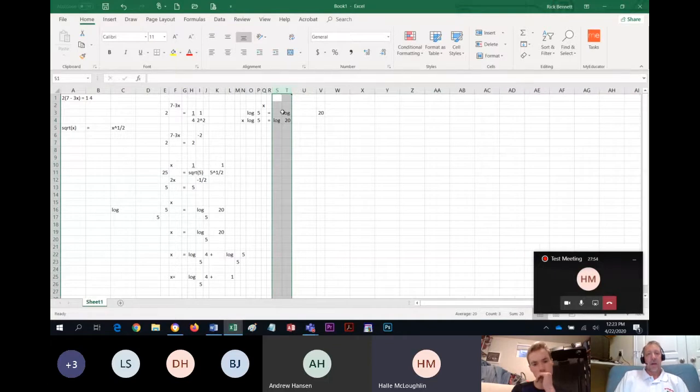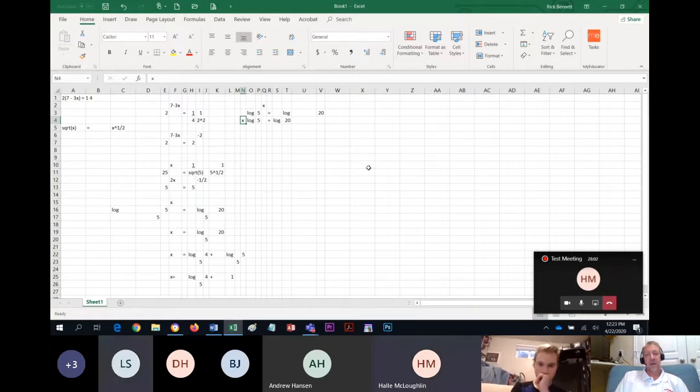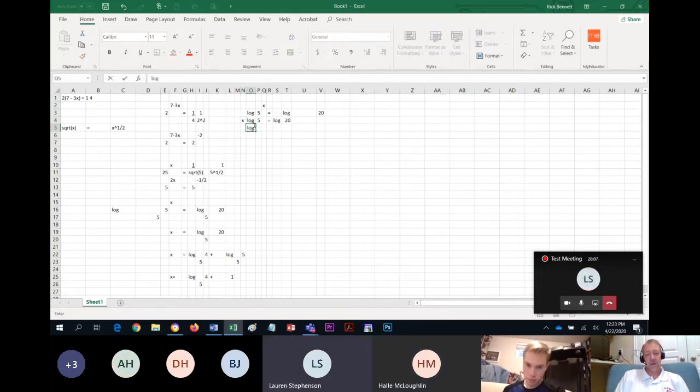Now how do we get this x all by itself? Can you divide the log 5 over? Yeah, that's correct. So I'm going to divide by log base 10 of 5, and I'm going to do this log of 5 over here as well. So in that case, x equals just this fraction here, the log of 20 over the log of 5.